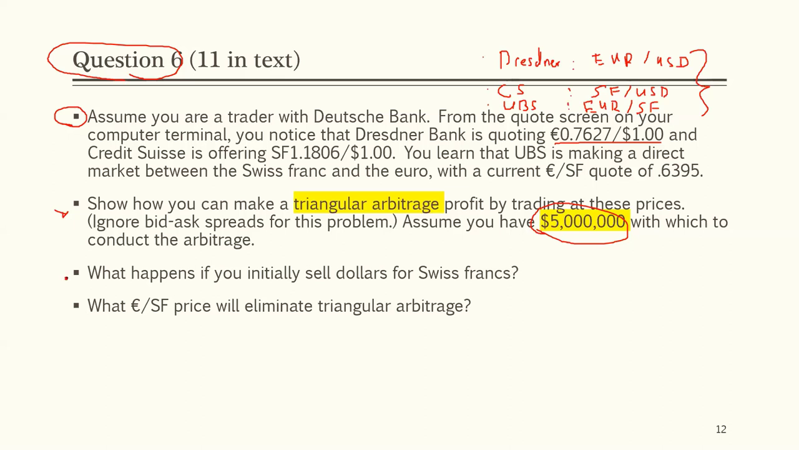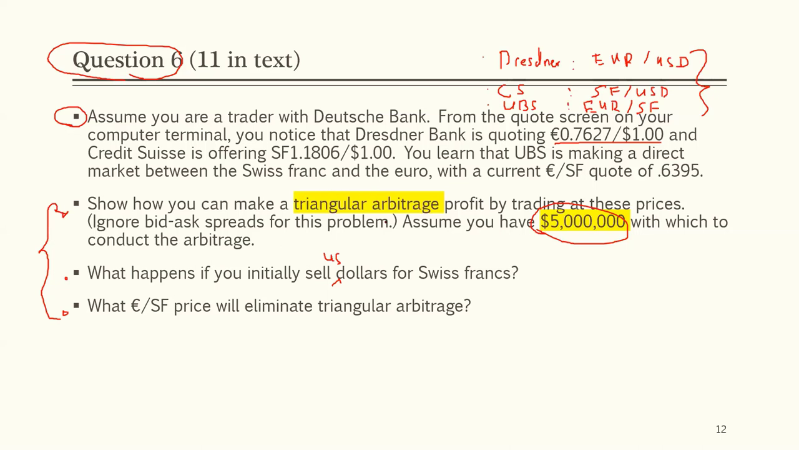Second question, what happens if you initially sell the dollar? So this is the US dollars for the Swiss franc. Last question, what exchange rate, euro versus franc, will eliminate the triangular arbitrage? So these are the three questions we're dealing with in this question.